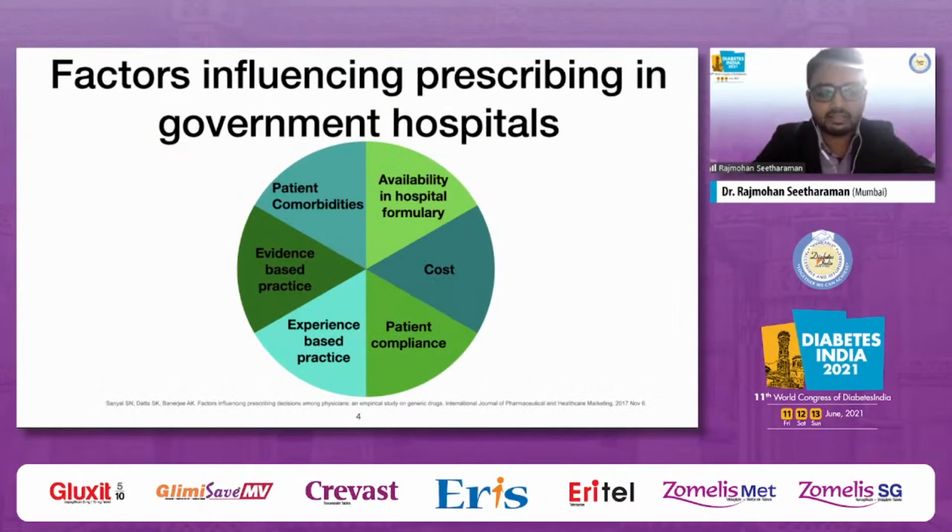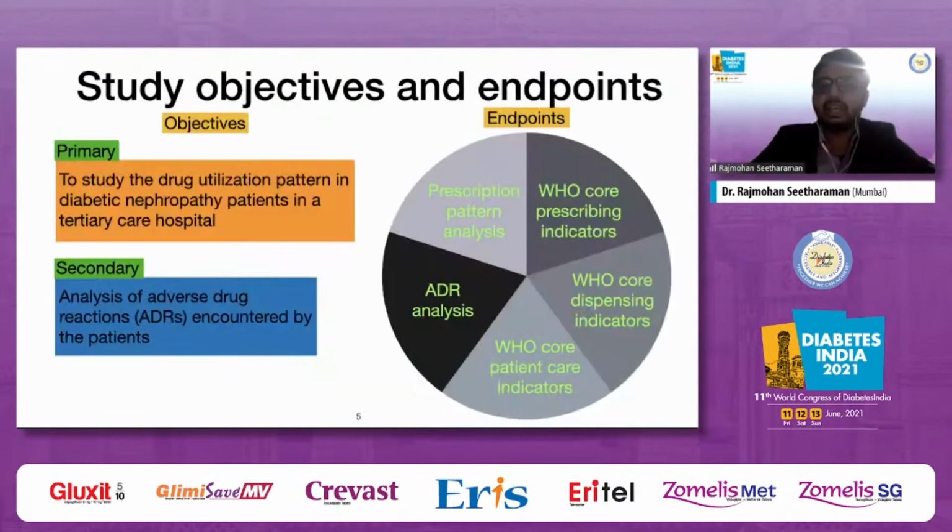So they are used to prepare guidelines such as these. However, in government-run hospitals, various factors can impact the prescription pattern, and hence they may or may not be able to incorporate the recommendations of these standard guidelines. And hence this study was conducted to study the drug utilization pattern in diabetic nephropathy patients in a tertiary care hospital. Our secondary objective was analysis of ADRs encountered by the patients.